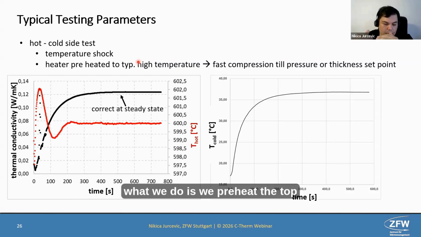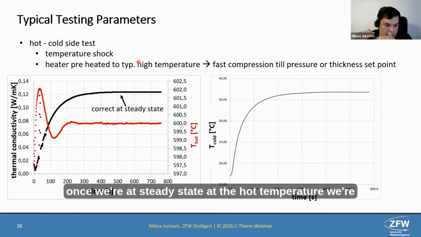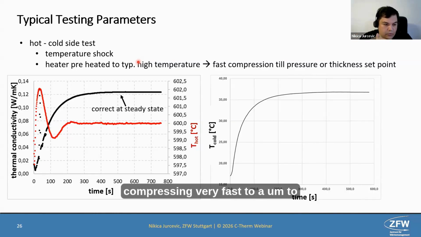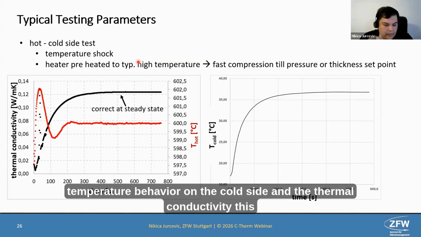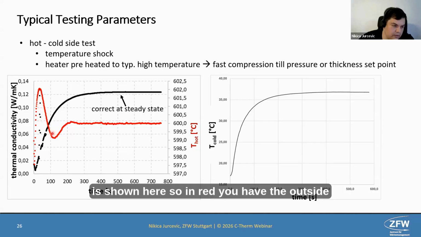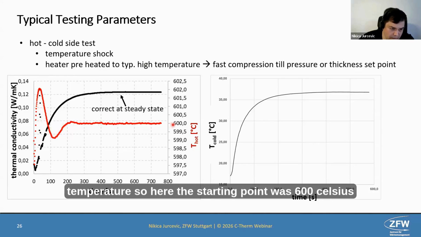So what we do is we preheat the top side, as I showed in the picture before. We have the heat shield inside, and once we're at steady state at the hot temperature, we compress very fast to either a gap, a sample thickness, or a pressure on the sample, and then we plot the temperature behavior on the cold side and the thermal conductivity. This is shown here. So in red you have the hot side temperature. Here the starting point was 600 Celsius.